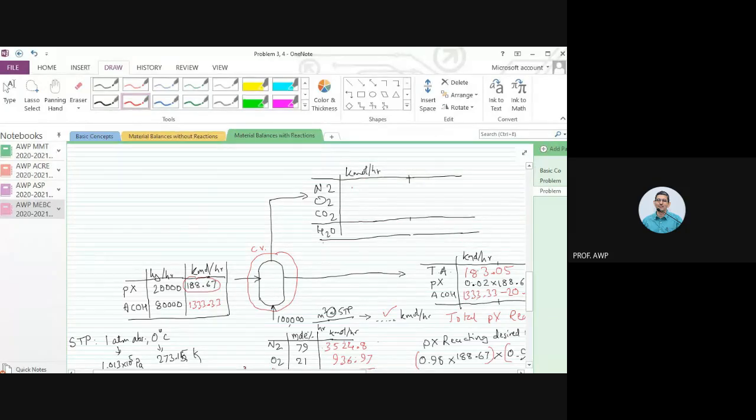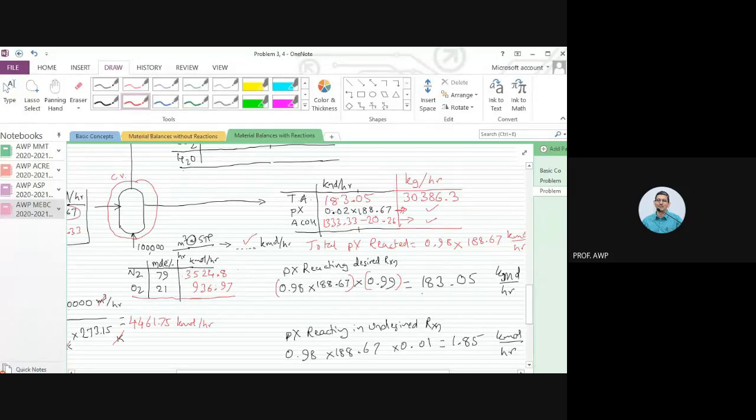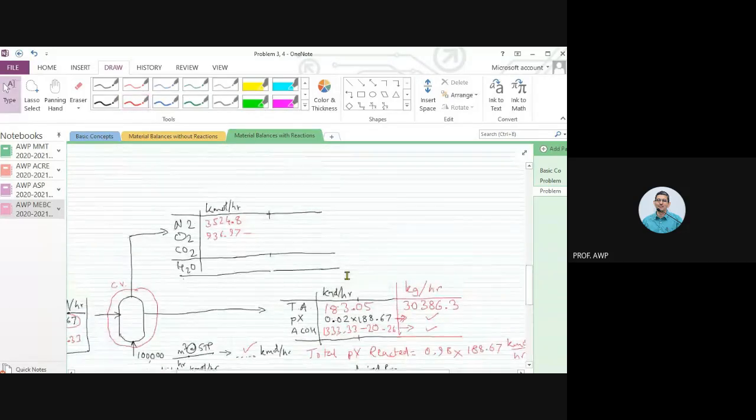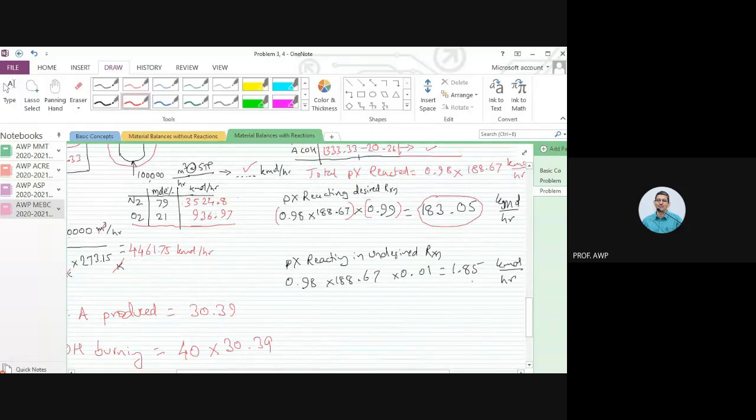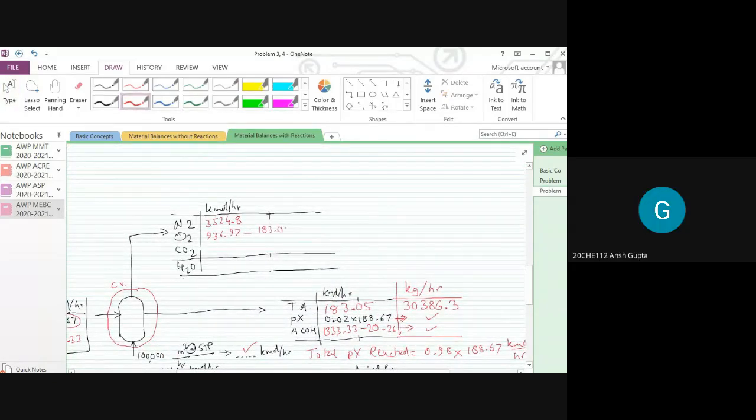Before that, nitrogen is unreacted, so straight away 3524.8 kilomoles per hour will go out. Oxygen that will go out would be 936.97 minus oxygen reacting in the first reaction. How much oxygen is reacting in the first reaction? It is the paraxylene reacting in the first reaction, 183.05, isn't it? Plus paraxylene in the second reaction. Now, when 183.05 kilomoles per hour of paraxylene react in the first reaction, how much oxygen would react? It would be 183.05 multiplied by 3. Why is that 3? That is the stoichiometry.